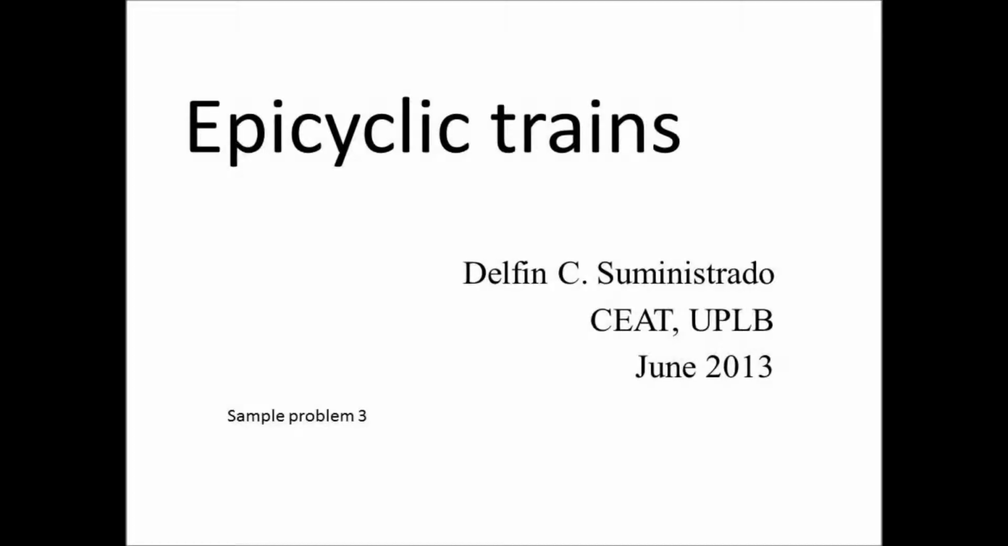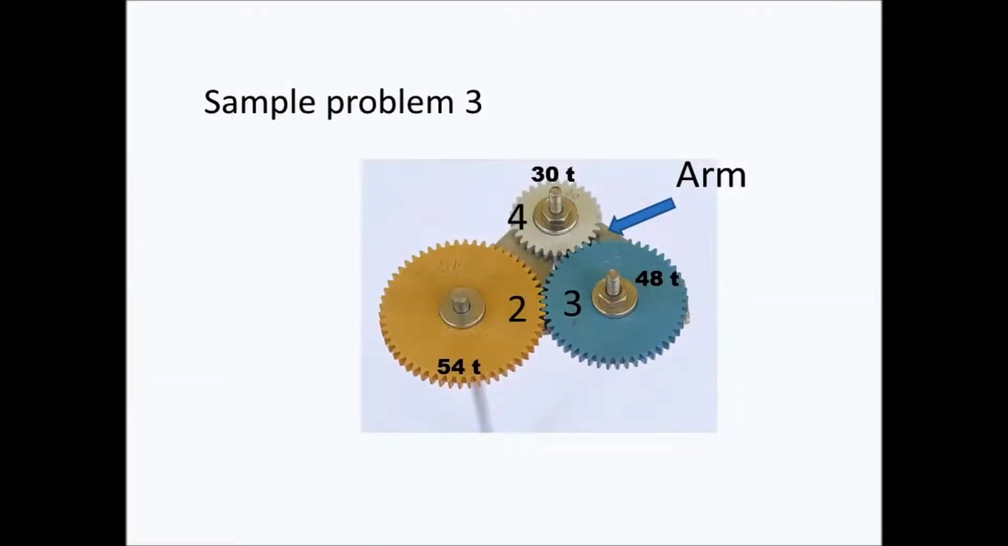In this video, another solution for an epicyclic train problem will be demonstrated. This is the same mechanism as in the first problem, but with different conditions. The arm rotates 3 times in the counterclockwise direction, while gear 2 is stationary, and the problem asks for the rotation of gears 3 and 4.